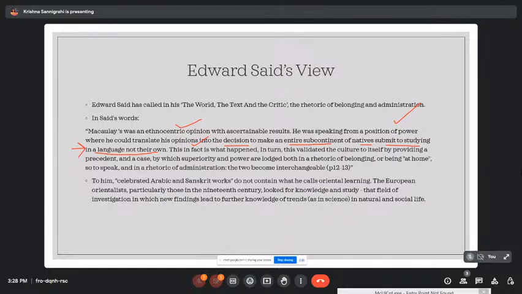In turn, this validated the culture to itself by providing a precedent and a case by which superiority and power are lodged both in rhetoric of belonging or being at home, so to speak, and in rhetoric of administration, the two become interchangeable. To him, celebrated Arabic and Sanskrit works do not contain what he calls Oriental learning. The European Orientalists, particularly those in 19th century, looked for knowledge and study, that field of investigation in which new findings led to further knowledge of trends in natural and social life.